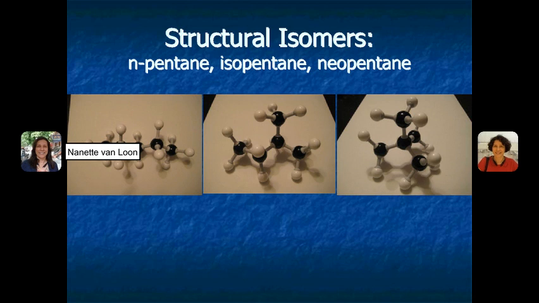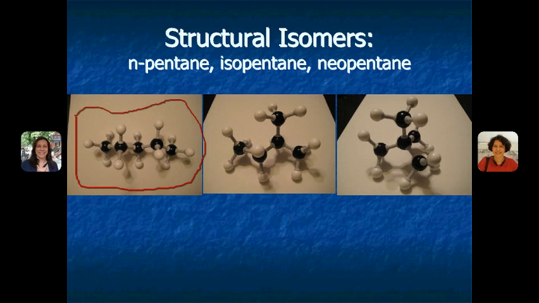Another example of structural isomers is pentane. Pentane comes in 3 structural isomers. N-pentane is the one on the left, and that is the unbranched form. It's known as normal pentane. And then you've got isopentane with 1 branch, and then neopentane, it's like a globular molecule almost.